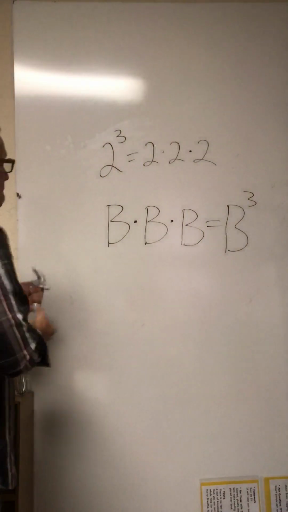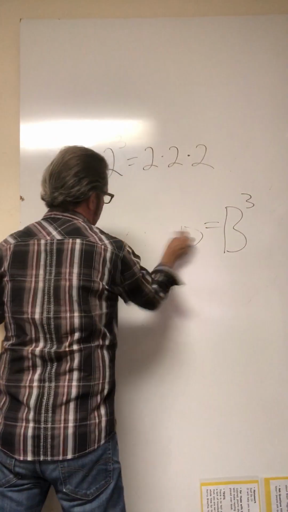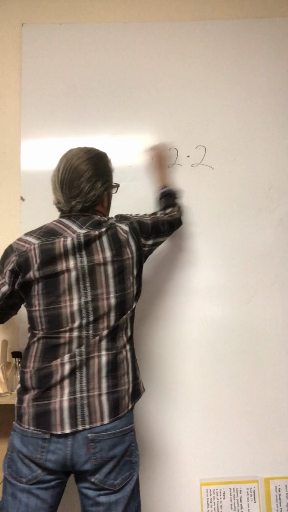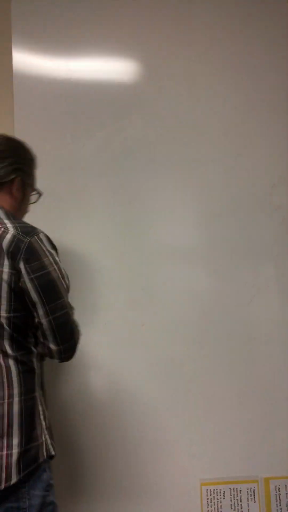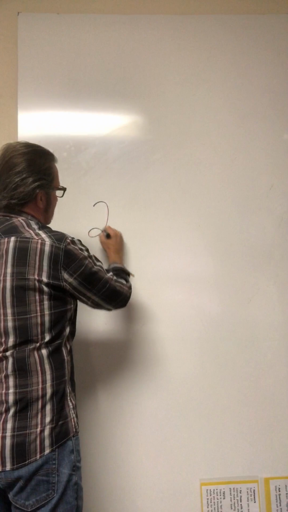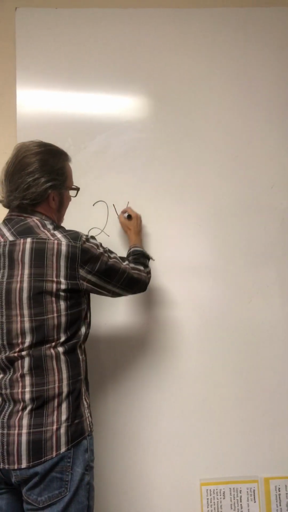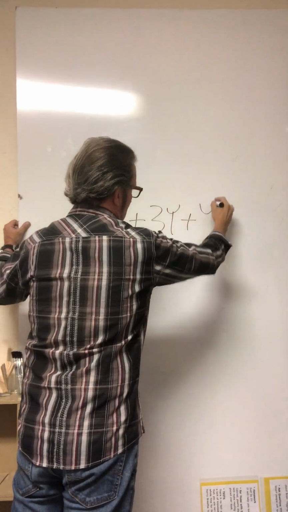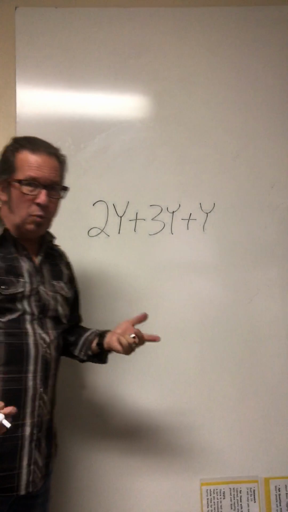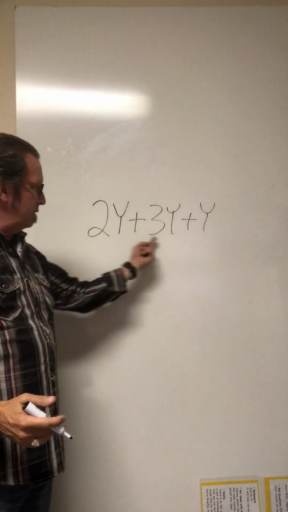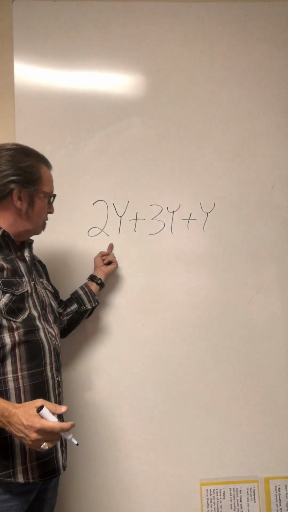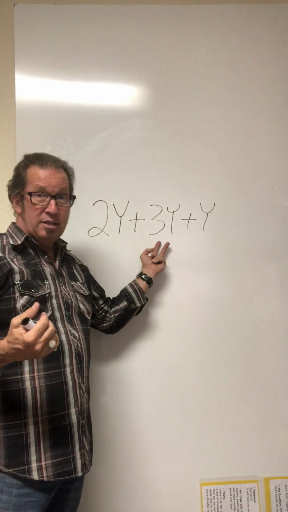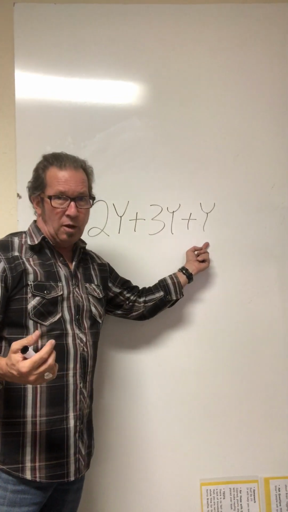Now, one more thing. I'm going to do some more variables here. So let's look at this. We have 2y plus 3y plus y. What does this equal? How many y's do we have in total? 2 y's plus 3 y's plus a y. Someone hands you a y and you say, thank you. They hand you 2 y's, you go, okay, I have 2 y's. And someone hands you 3 more, you have 5 y's. And then they hand you another one, you have 6 y's.